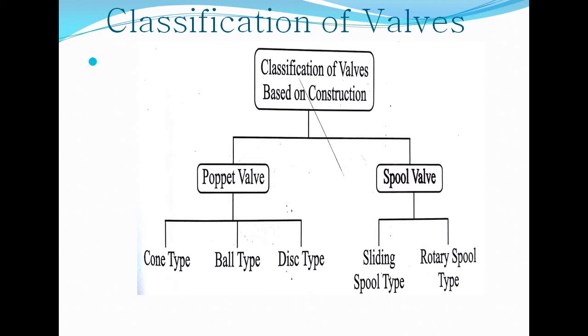Now, classification of valves based on construction. You can see here poppet valve and spool valve. Poppet valve is divided into three types, that is cone type, ball type and disc type. Under spool valve you can see here sliding spool type and rotating spool type. These are the two types under spool valve.